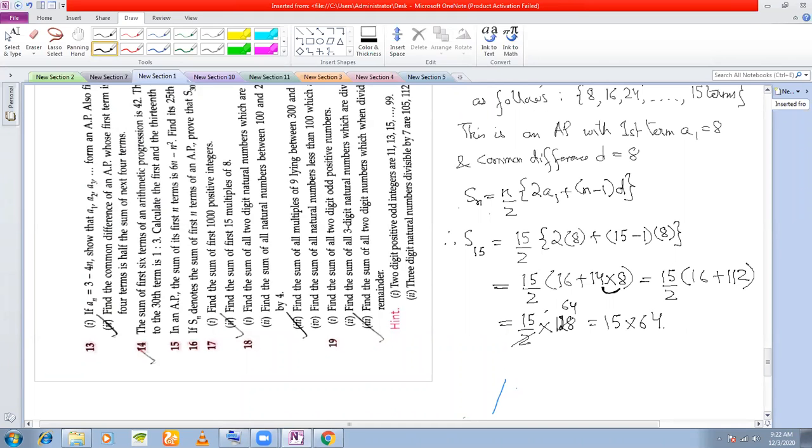That will be 960. So this is your sum of the first 15 multiples of 8. So that finishes 17(2). We'll do 18(3).